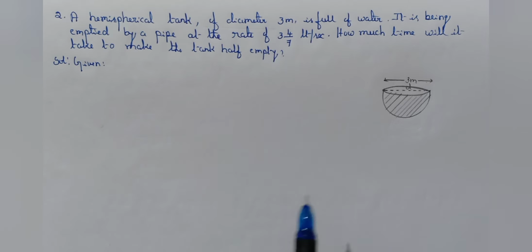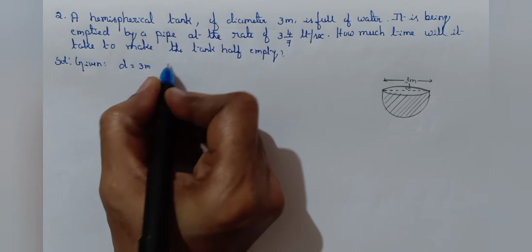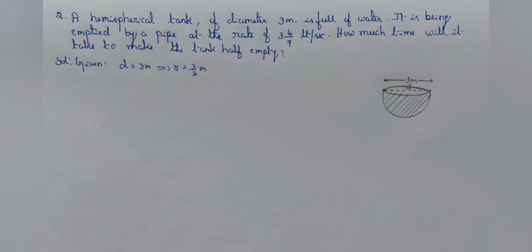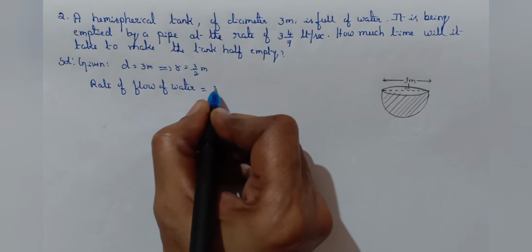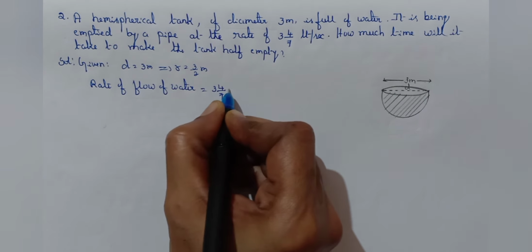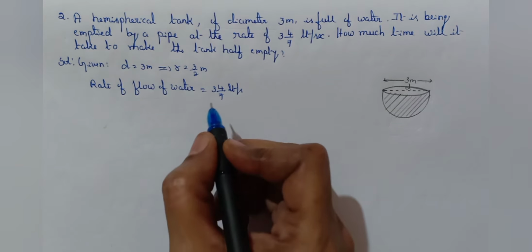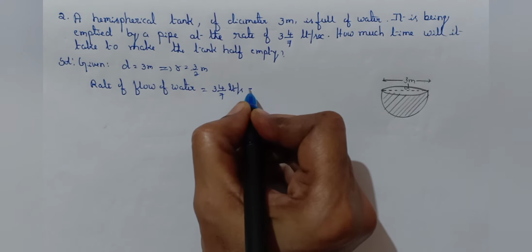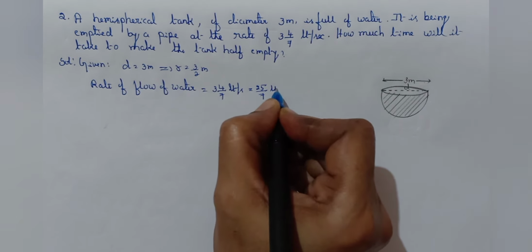Here, the diameter of the hemisphere is 3 meter. D is equal to 3 meter. So the radius is 3 by 2 meter. And the rate of flow of water is 3 4 by 7 liter per second. The rate of flow of water is in mixed fraction, convert into improper. So 3 4 by 7 is 25 by 7 liter per second.